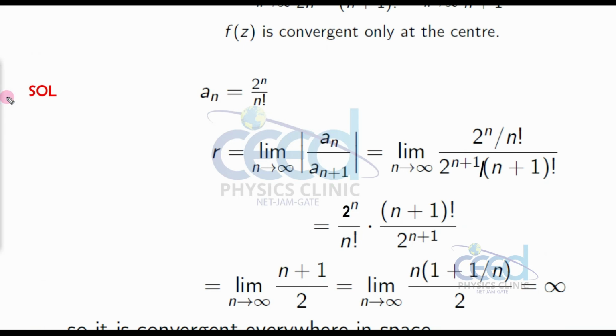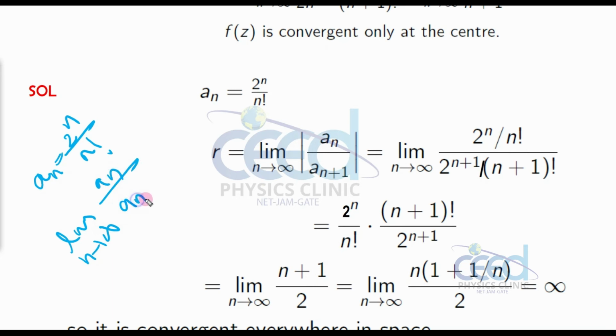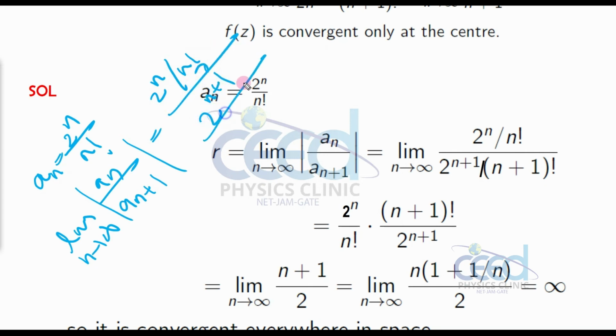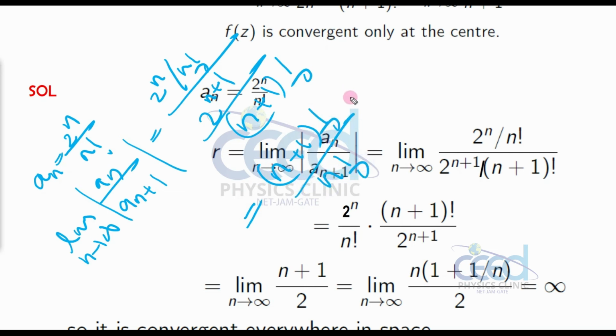So here also we can use the radius of convergence formula. That means a_n is equal to 2 raised to n by n factorial. What is the radius of convergence? Limit as n tends to infinity of |a_n divided by a_(n+1)|, right? So I can write a_n as 2 raised to n by n factorial. What is a_(n+1)? 2 raised to (n+1) divided by (n+1) factorial, right? So this I can write as (n+1) factorial divided by n factorial into 2 raised to n divided by 2 raised to (n+1).